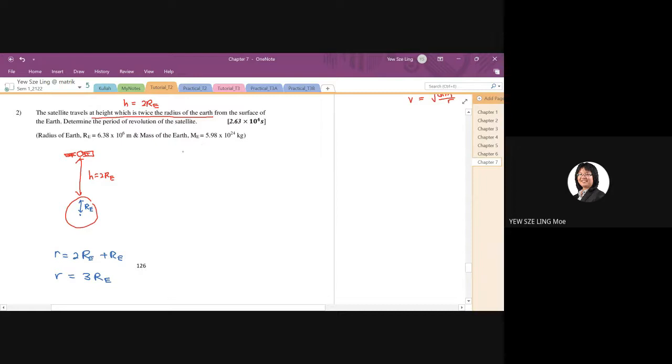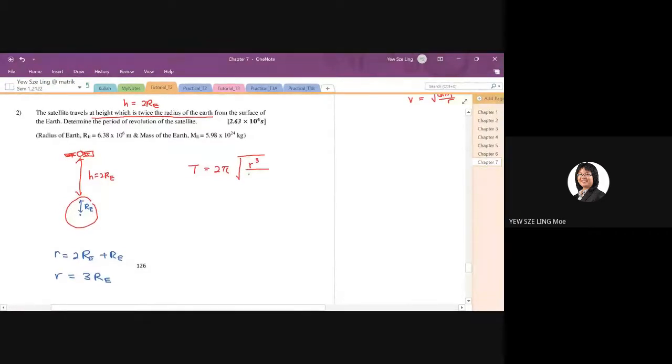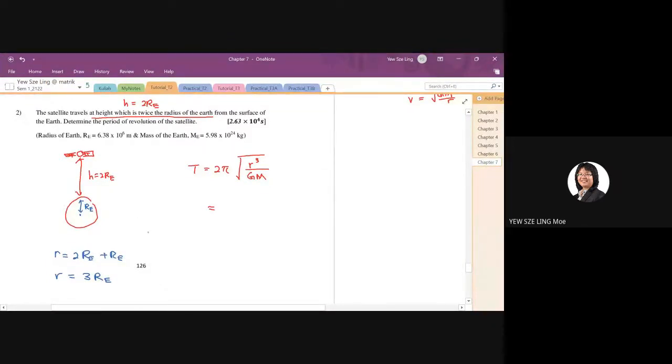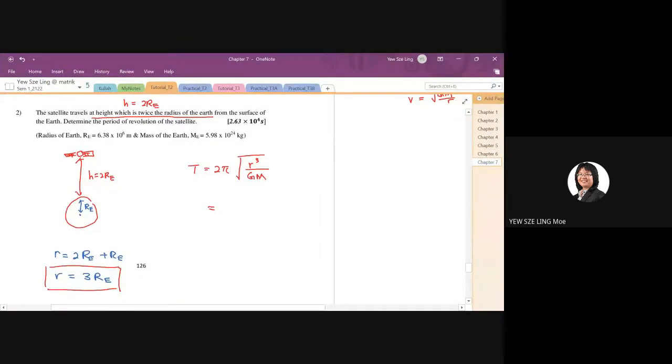So how to calculate period? Again, we have T equals 2 pi square root of r cubed over GM. From here, you can then plug in the information. These questions, students sometimes cannot answer. Why? Because they don't know how to get the correct r. They don't understand what it means by at a height which is twice the radius of the Earth.